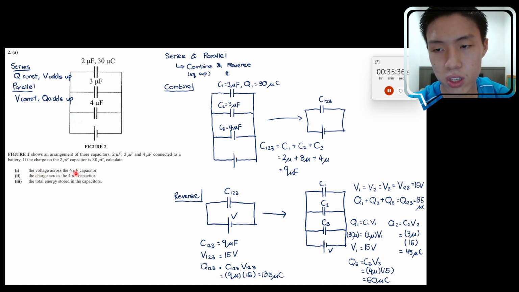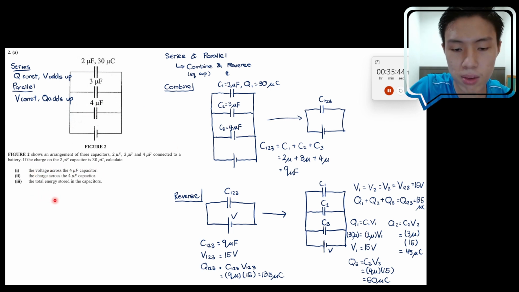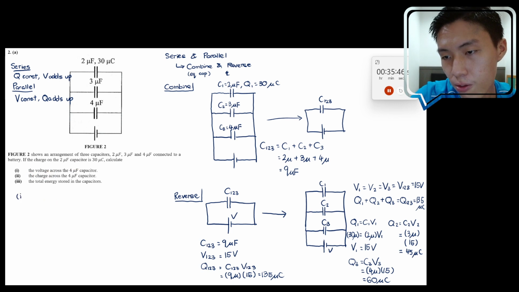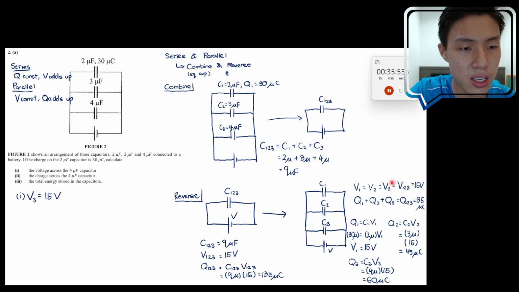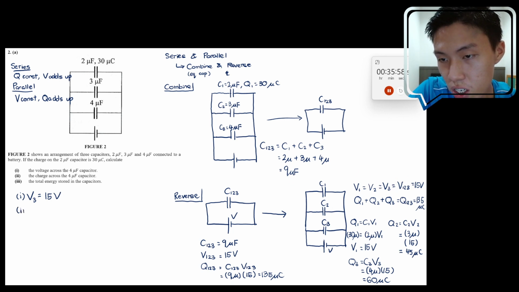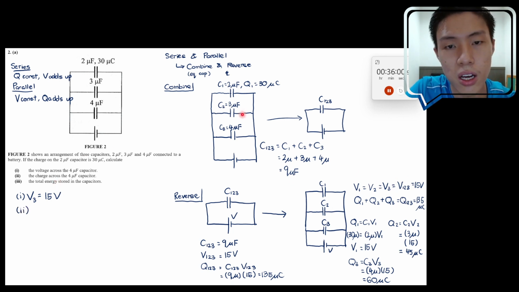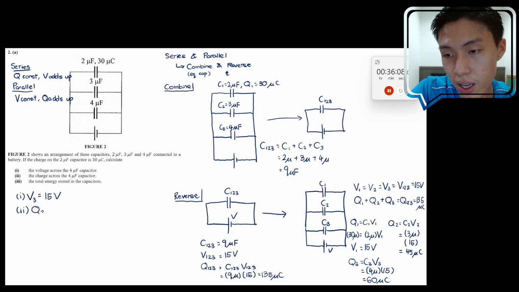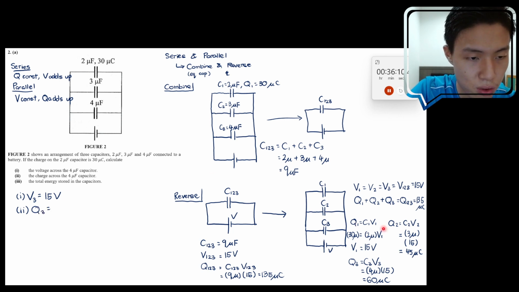First question asks for the voltage across a 4 microfarad capacitor. 4 microfarad over here is C3. They ask for voltage, so that means V3. V3 we know is 15 volt. Next question, the charge across the 4 microfarad capacitor. 4 microfarad again is C3, charge is Q, so they're asking for Q3. What is Q3? Look back into our analysis: Q1, Q2, Q3.